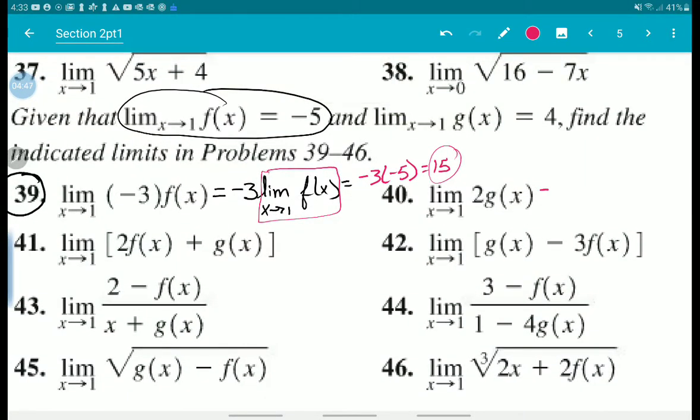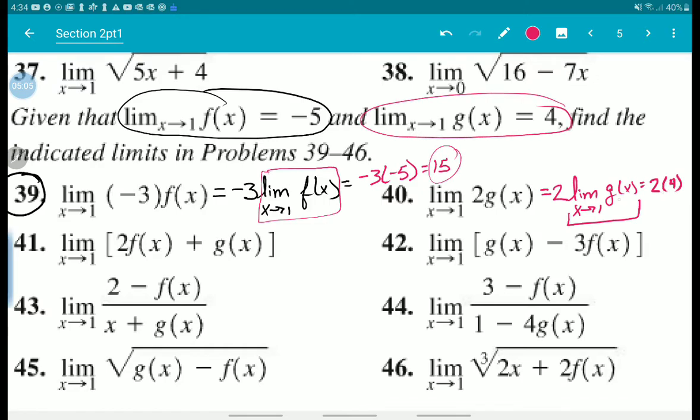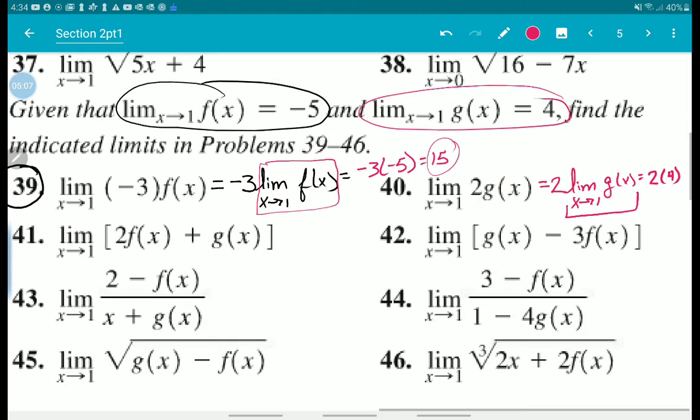Now let's look at 40. We could rewrite this, kind of pull that 2 to the front, because we have a property that says we can do that. And then we know what the limit is as x approaches 1 of g of x. They've told us that's equal to 4. So we're replacing that whole thing by 4, and that's going to give us an 8.